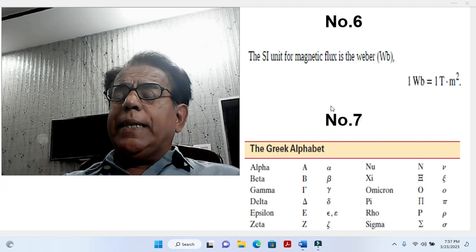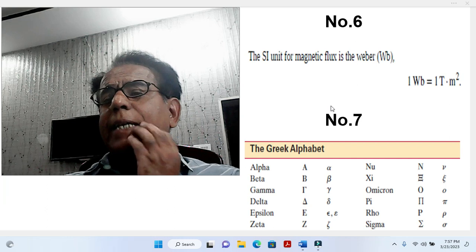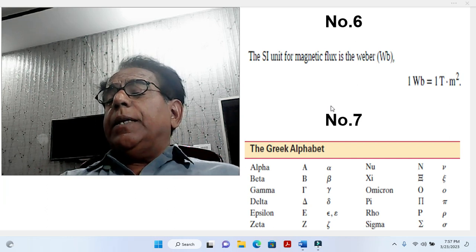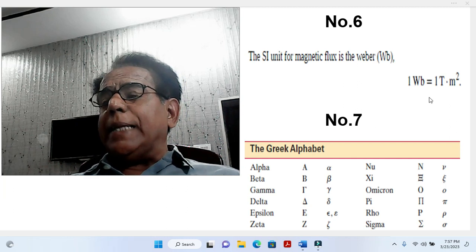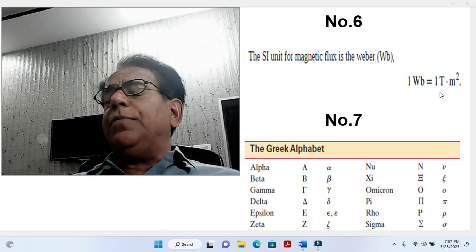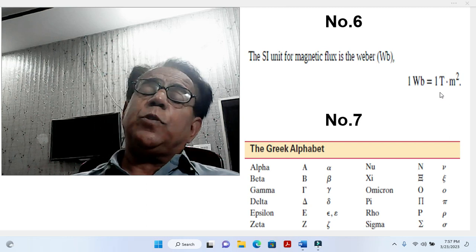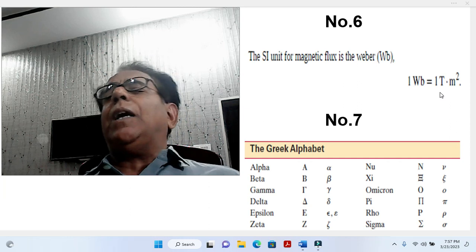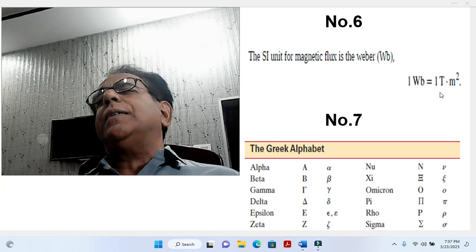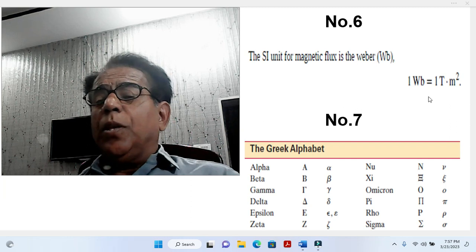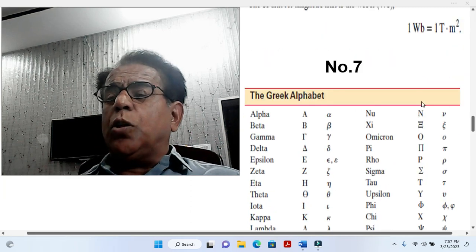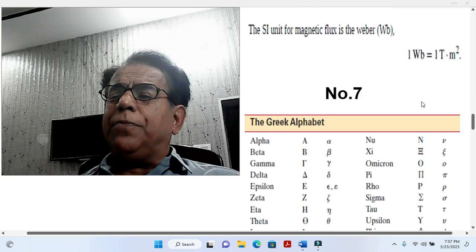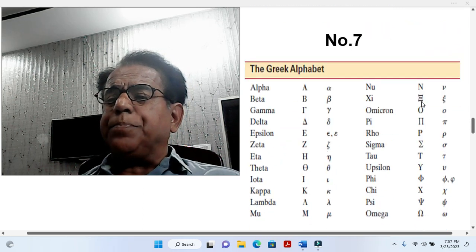Dear students, here we are going to define Weber. The SI unit for magnetic flux is the Weber, Wb. 1 Weber is equal to 1 Tesla meter squared. We are not going to define Tesla, because if we start defining Tesla, we will also have to define ampere, gauss, etc. We cannot afford to go into such other terms, so we stop here. 1 Weber is equal to 1 Tesla times meter squared.